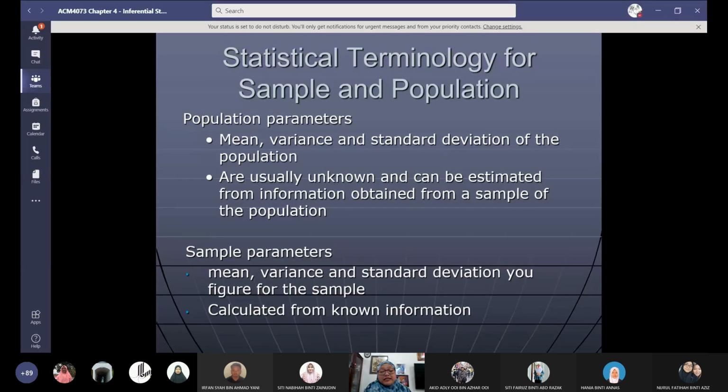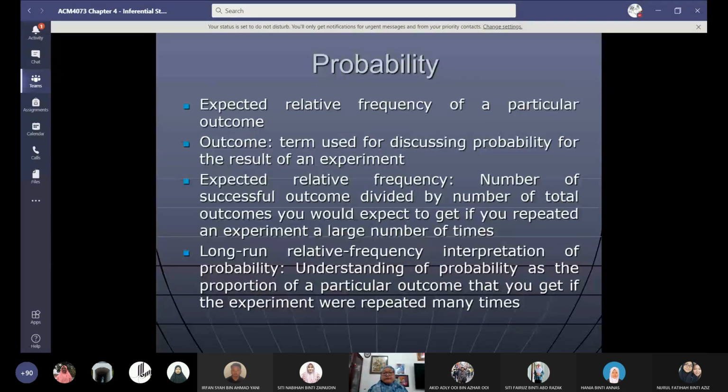The sample parameters involve mean, variance, and standard deviation. And then the sample parameters are calculated from known information. What do we mean by known information? You have all the details of your sample: age, education background, experience using phone, and the interests of your respondents. You have all the information.